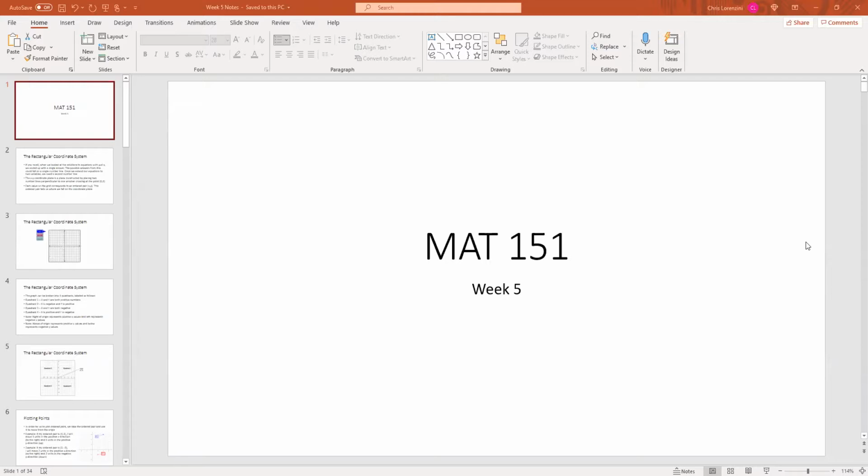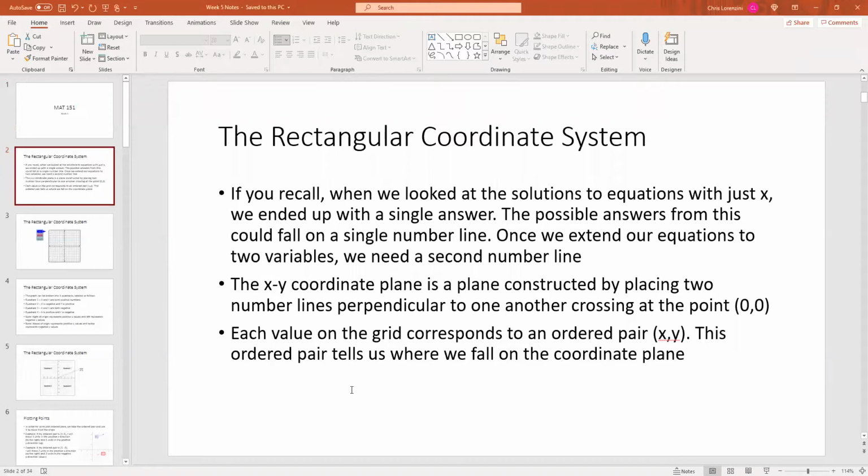How do we graph lines? How do we find equations of lines given some specific information? How do we find slopes, parallel and perpendicular lines? And then we'll talk briefly about angles at the end of this lecture. So we'll just get started.